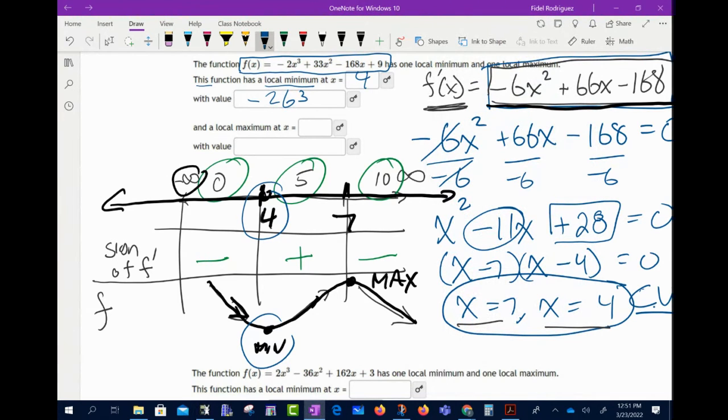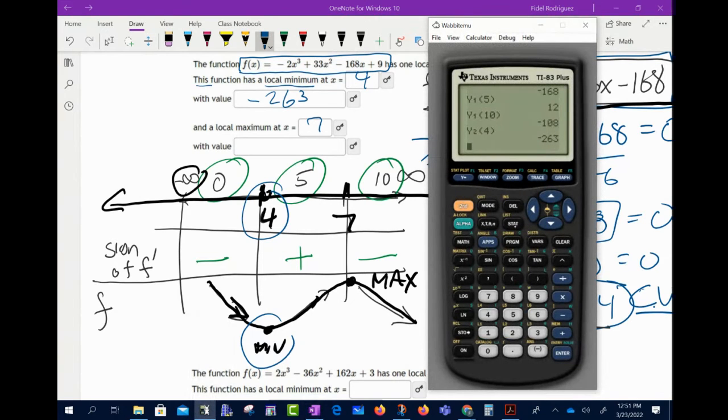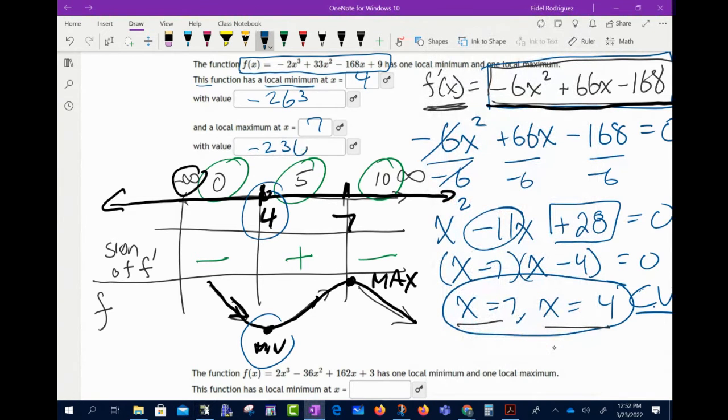Okay. And then we're going to have a local max at x equals 7, and now we want to find that local max. So again, I'm going to do the same thing we did before, but now I'm going to evaluate this at 7. And look at the max, negative 236. Okay, question. Do y'all agree that this value here is bigger than that value there? Yeah, it is, right? They're both negative, but it's less negative than 263. And so we found our values. Okay.